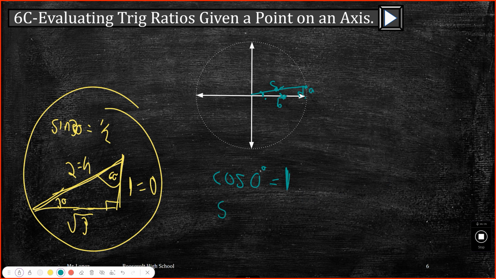What's sine of 0? Now, can you think? Can you reason it out before you use a calculator? What do you think is the answer for sine of 0 degrees? Anybody? Reason it. What do you think it is? It's 0. Why would it be 0? Because what's the definition of sine? What's the definition of sine?